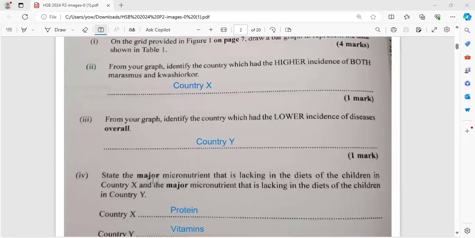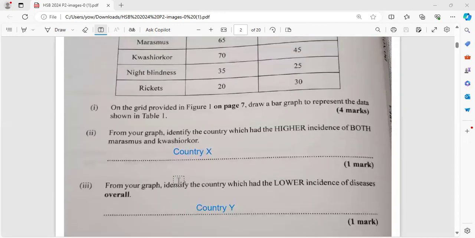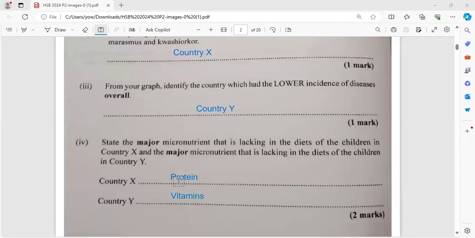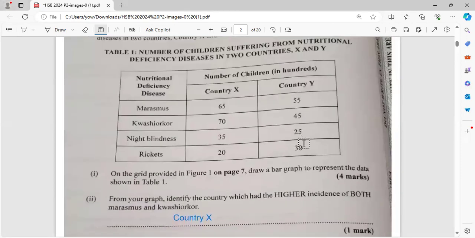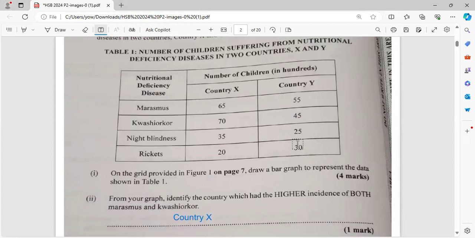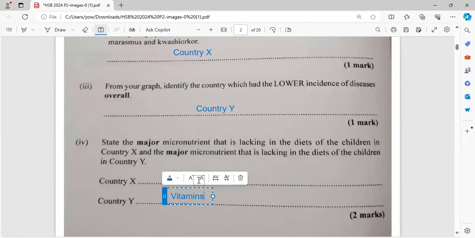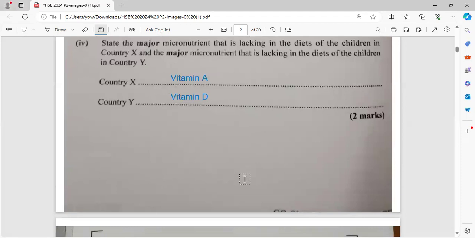So that means that the major micronutrient that's lacking would be vitamin A. And for country Y, we have more rickets than night blindness, so it's going to be vitamin D. So yes, that would be the answer for that. All right, moving on.